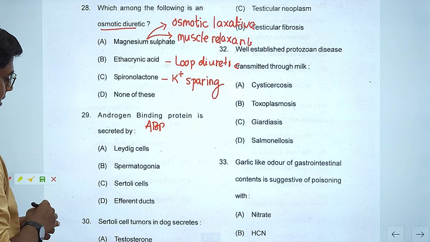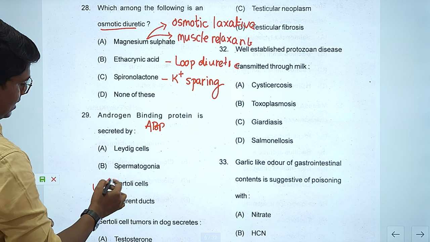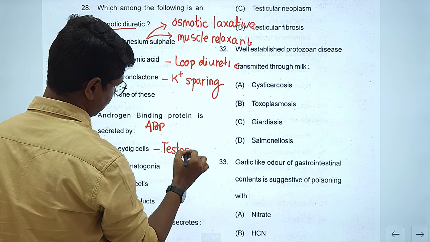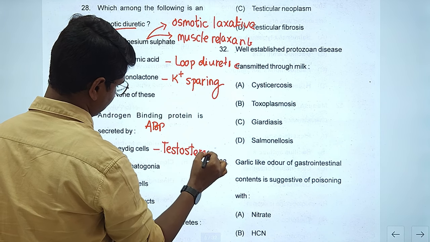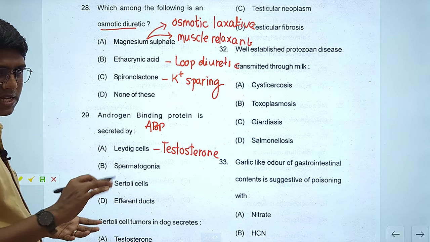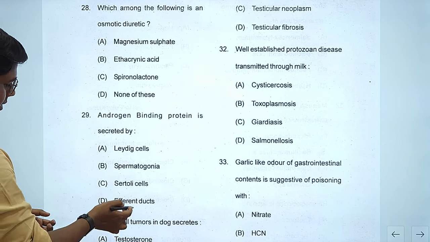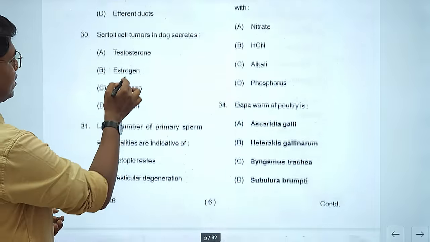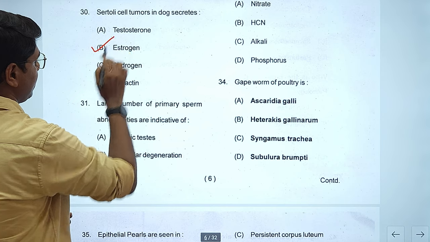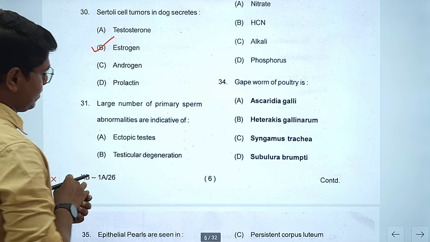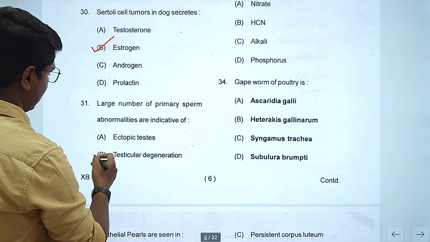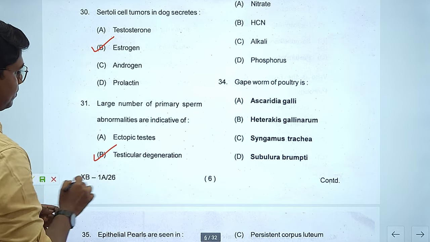Androgen binding protein, or ABP, is secreted by Sertoli cells. Leydig cells secrete testosterone. Spermatogonia develop the sperms. Efferent duct is basically an anatomical part of the male reproductive system. Sertoli cell tumors in dogs secrete estrogen. That is why in Sertoli cell tumor you will find feminine behavior in dogs. A large number of primary sperm abnormalities are indicative of testicular degeneration.